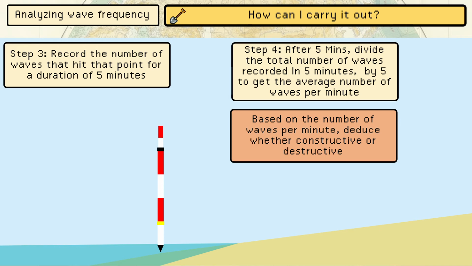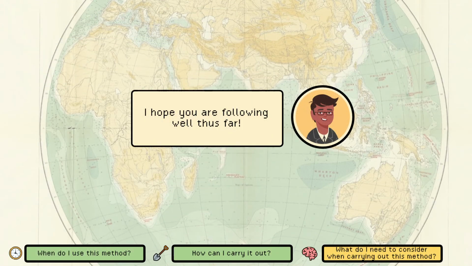Now that you have this information, you have knowledge about how to identify constructive or destructive waves. You have to deduce whether it is constructive or destructive. Some of the things that you may want to also consider is, what are the implications of the waves being constructive or destructive? What do you think we will see? How will this impact the coast? These are very serious questions that you need to consider as geographers. Okay, I hope you are following well thus far. Remember, if you are feeling lost or you did not catch anything, just slow down the video or even go back or rewatch a particular part that you're not sure about.